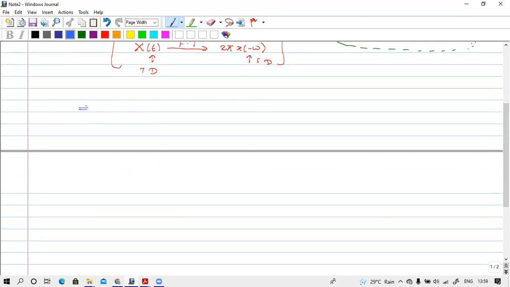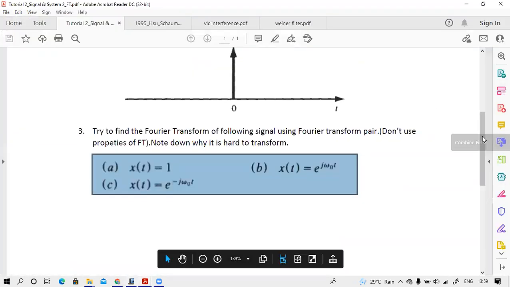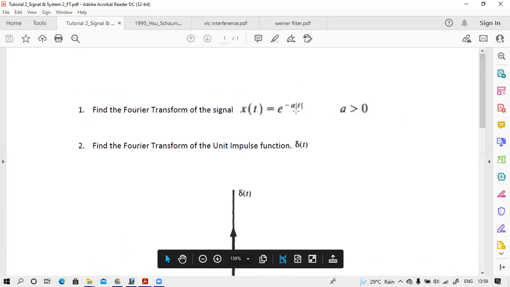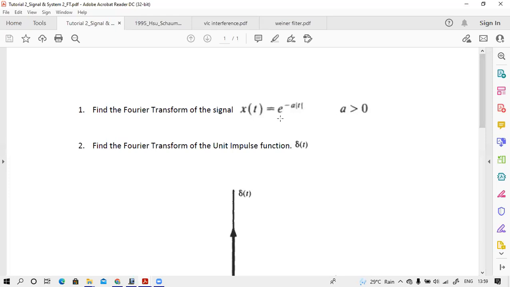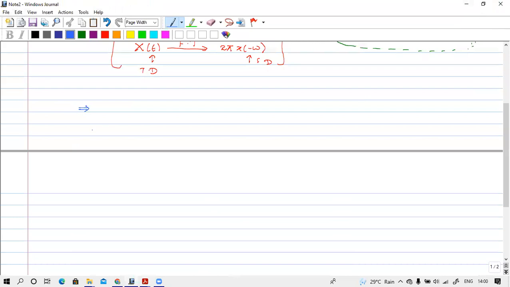I think you can remember that we evaluated the Fourier transform of this signal, xt equal to e to the minus a magnitude t. Last week we evaluated this. So here we have a simple xt, that is e to the minus a magnitude t. We evaluated this Fourier transform using the first principle, and we get X omega, the frequency domain signal.